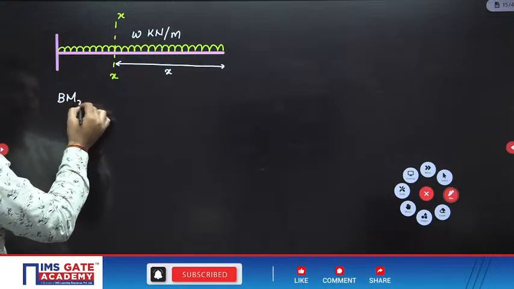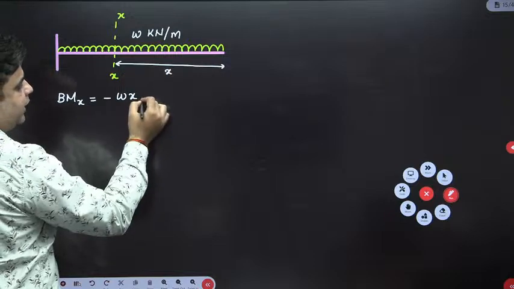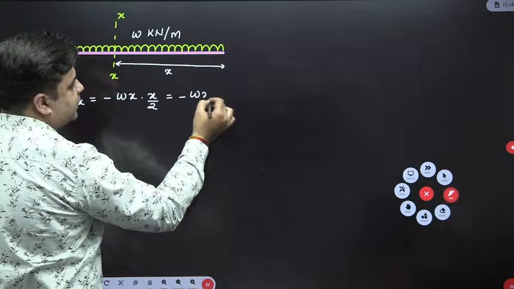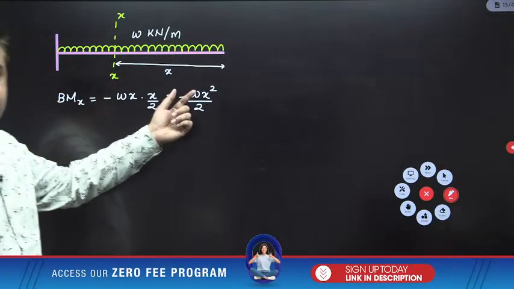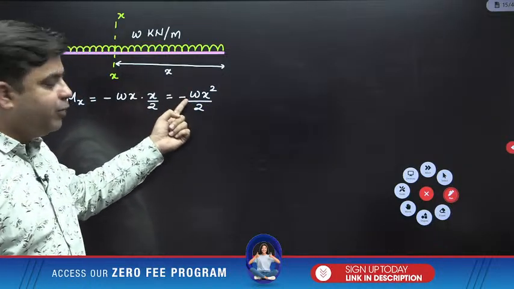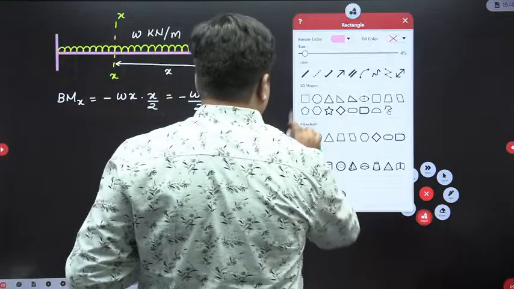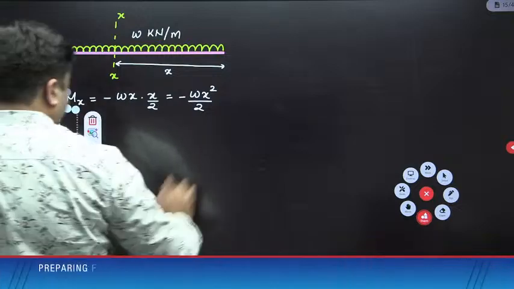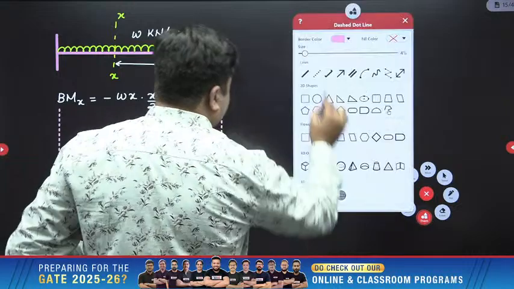Bending moment over this section will be minus W into X, the total load due to UDL, into X by 2. So this will be minus WX square by 2. This is the moment due to UDL, and you can clearly see this is a parabolic variation, and again, which type of parabola? A downward opening parabola. So when you draw the bending moment diagram for this load, it will come like this.